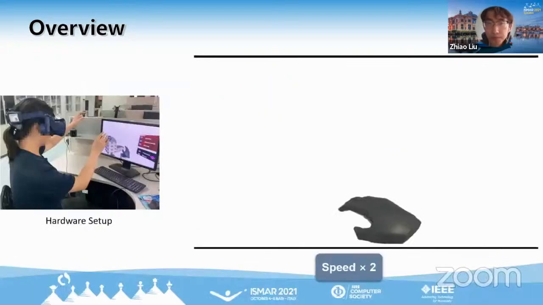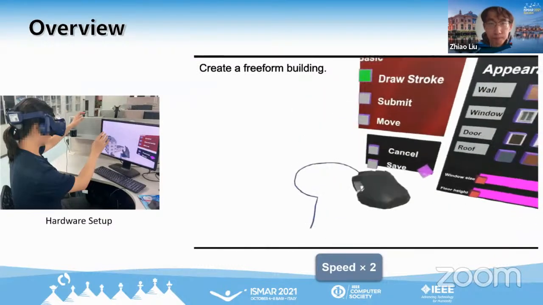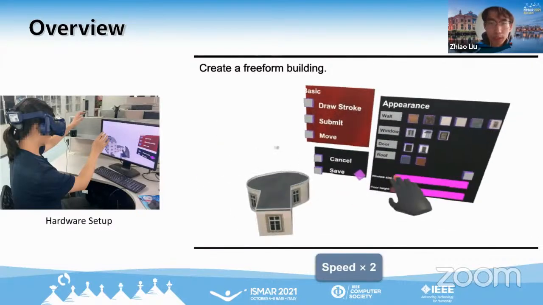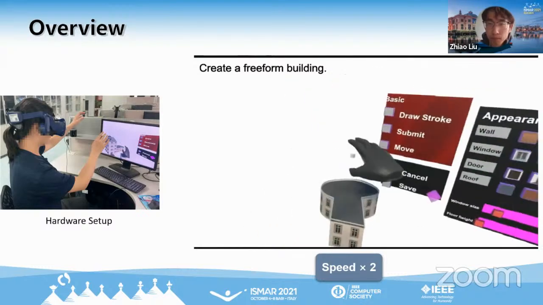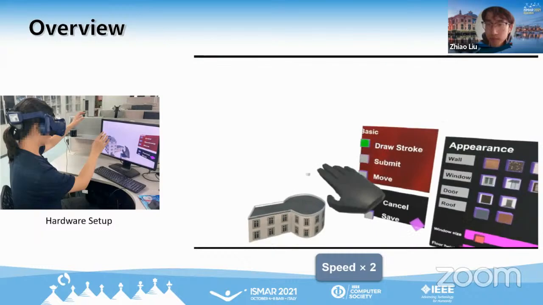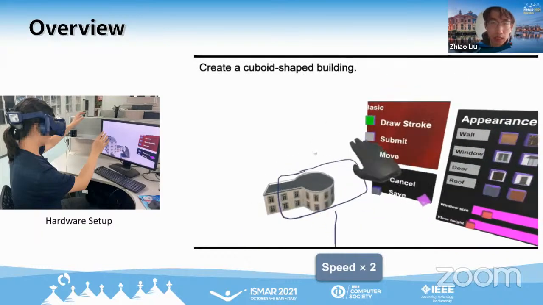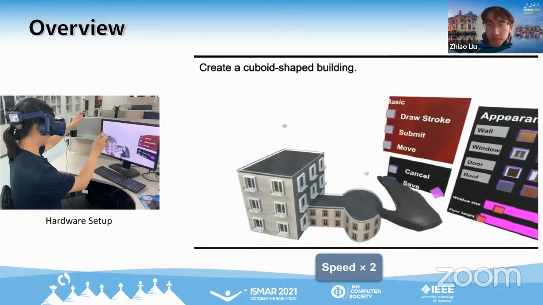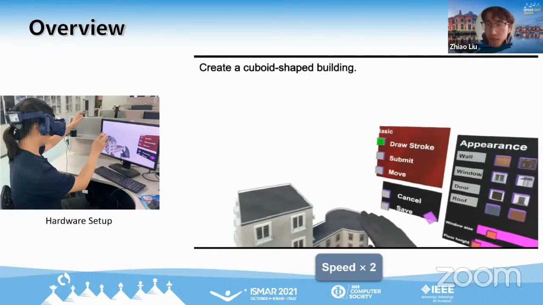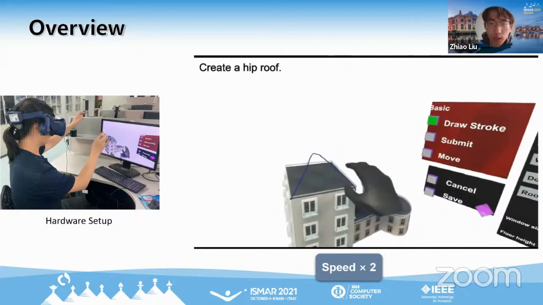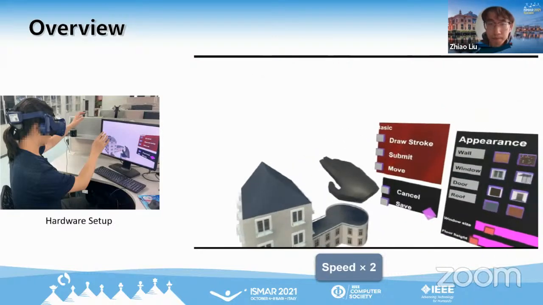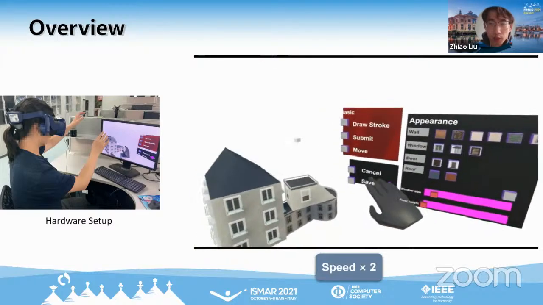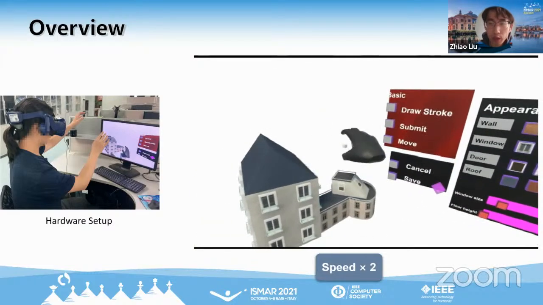Here's a demo video. The user first draws a freeform building mass and adjusts its appearance through the control panel. Then create a cuboid building mass. And next, create a hip roof on the top of the building. And a building with tilted facade. As you can see, our system enables users to generate 3D buildings progressively by drawing very few 3D keystrokes.